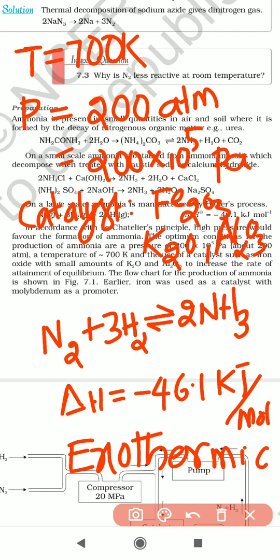K2O and Al2O3, aluminum oxide, must be added. So what is the use of this aluminum oxide and K2O? It will increase the rate of attainment of equilibrium. So the reaction attains equilibrium very fast. For this purpose you are adding these two components, K2O and Al2O3, in smaller quantities, so that the reaction reaches the equilibrium state very fast.